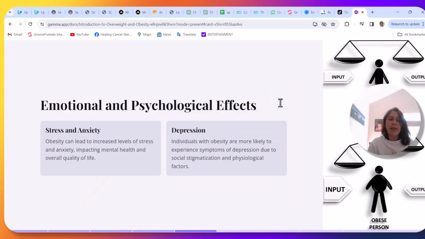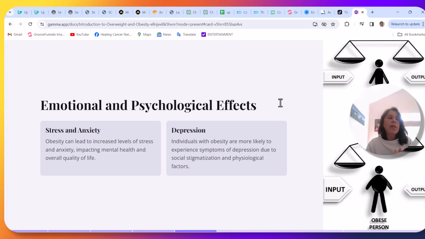Emotional and psychological side effects: stress and anxiety. A lot of people who have overweight and obesity, it is very common to hear in my practice, have a lot of anxiety, and unfortunately when they have anxiety, the only thing they do is eat more, and they eat the wrong food. Obesity can lead to increasing levels of stress and anxiety, impacting mental health and overall quality of life. Also, it's not just impacting the mental aspect, but the physical aspect too, but right now we're talking about the mental aspect.